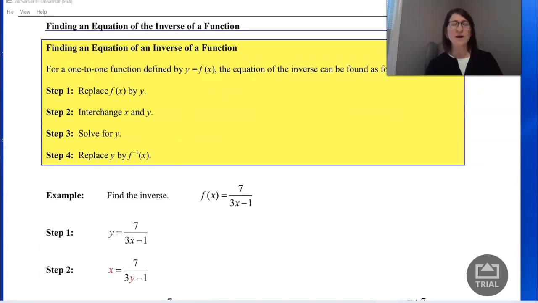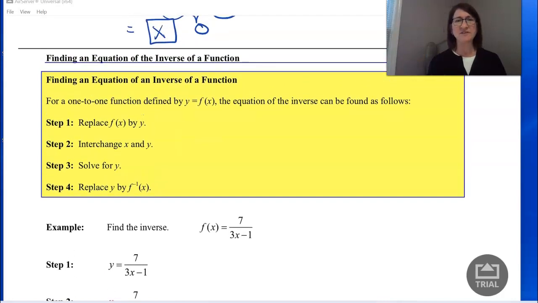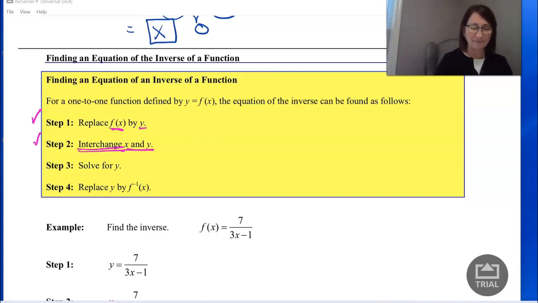All right. Well, how do we find an equation of the inverse of a function? Let's figure this out. We can do this really easily if you follow these 4 steps. First, we're going to replace f of x with y. Then you're going to interchange x and y. Then you solve for y. And then lastly, replace y with that inverse function notation.